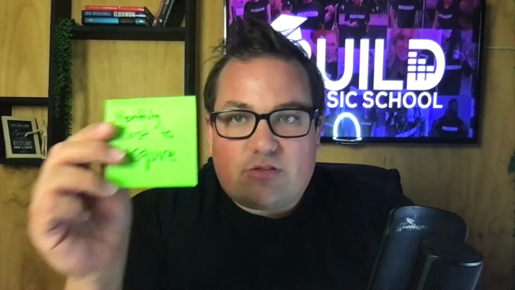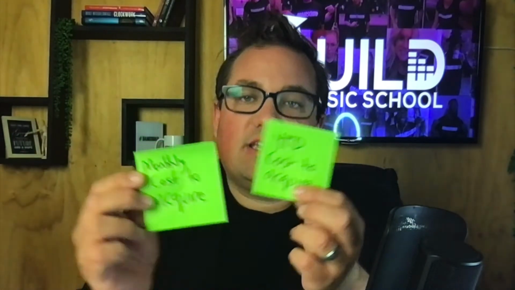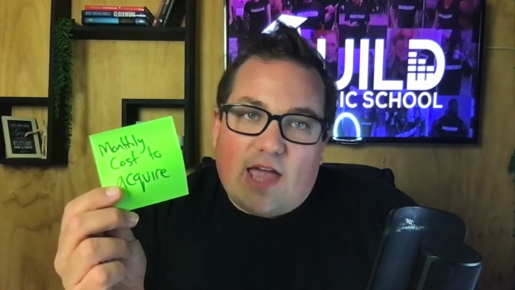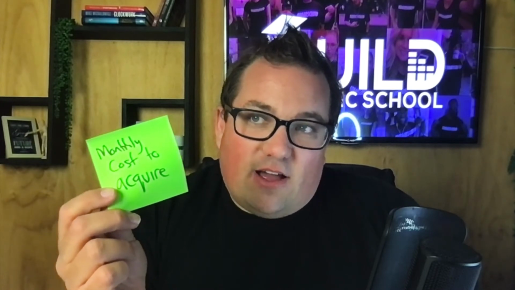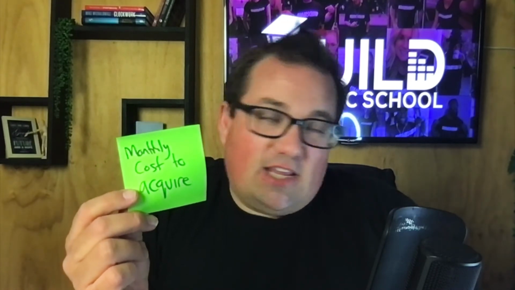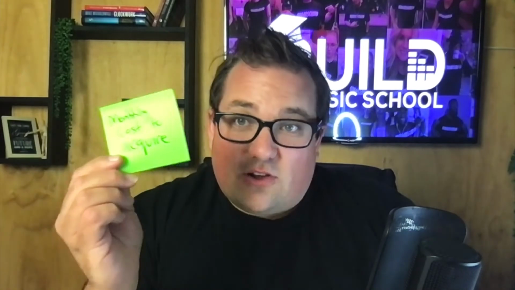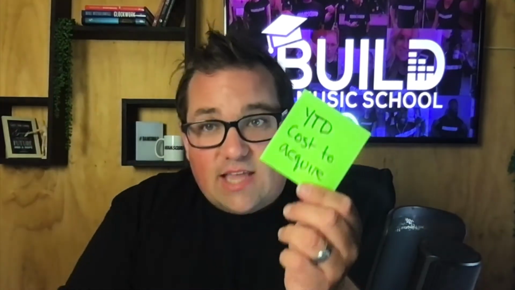You might be asking, what's the difference between the monthly cost and the year-to-date cost? Well, the monthly cost is telling you, hey, you spent $1,000 on marketing this month and you got 100 students, so it costs you $10 a student. That's telling you what it costs for a month. But this one is telling you that over the whole year you spent this much on marketing and you got this many students, but you only retained, say, 82% or something like that.